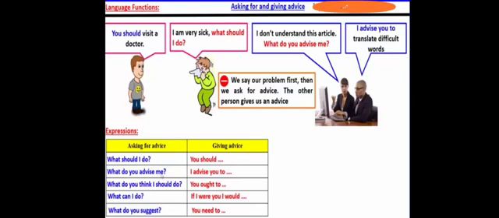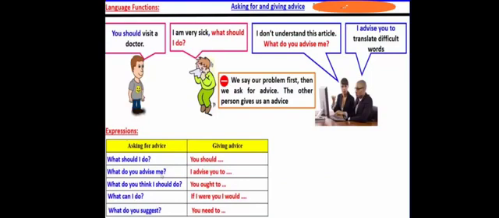Second dialogue between a woman and a man. The woman said, I don't understand this article. What do you advise me? The woman read an article and didn't understand it, so she is asking for advice and says, what do you advise me? And the man said, I advise you to translate difficult words. Here, she expresses a need for advice and he gives her advice.